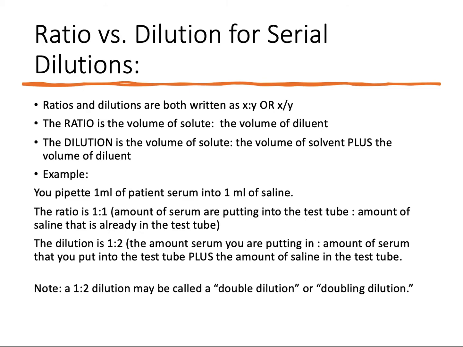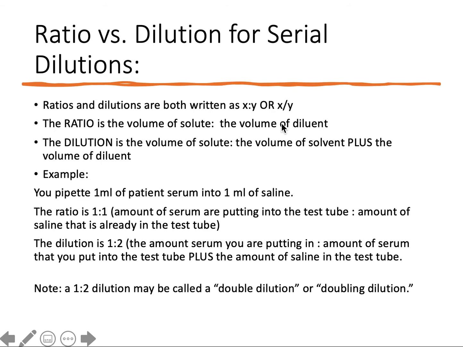Okay, so ratios versus dilutions for serial dilutions. Ratios and dilutions are both written as either x to y with the colon in between them, or x over y as a fraction. So your ratio is the volume of the solute over the volume of the diluent. So if you have a 1-to-1 ratio, it means you are putting in 1 volume of your patient specimen into 1 unit of your saline or whatever.